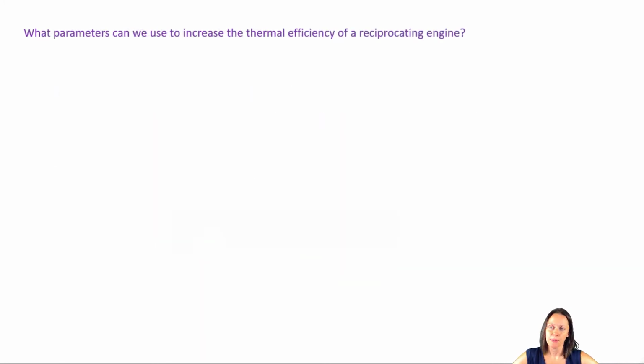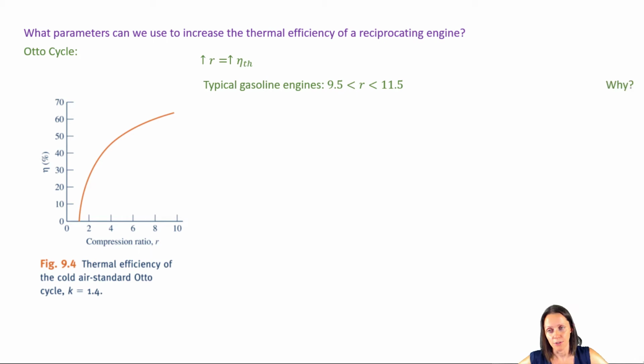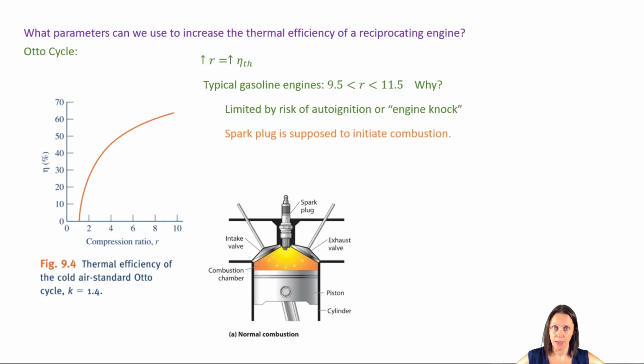All right, so what parameters can we tweak to increase the thermal efficiency of a reciprocating engine? The compression ratio is a good one. If you increase the compression ratio of an Otto cycle, you increase the thermal efficiency. Typically, gasoline engines have a compression ratio of 9.5 to 11.5, give or take. Well, why not 15 or 20? Well, for a gasoline engine, you are limited by the risk of auto ignition, or engine knock. What's supposed to initiate combustion within an Otto cycle, or spark ignition engine, is the spark.